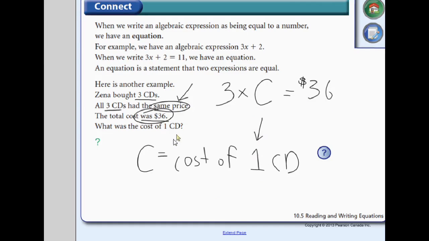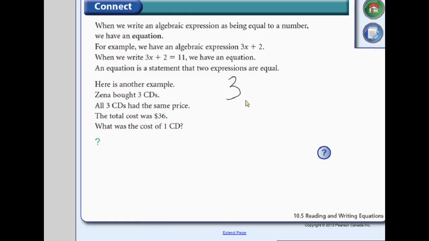And then the question is, what's the cost of 1 CD? Well, we can say, 3 times what number gives us 36? Clearly, that's going to be 12. So each CD is $12, and you can see how 3 times 12 is equal to 36. So that's why this is an equation. Now, one note about this is, how would we actually write this? We don't write 3 times C, we write 3C. So we'd write 3C equals 36. Remember, when you see a number beside a variable, there is an invisible multiplication sign. Okay, so we have to remember that.